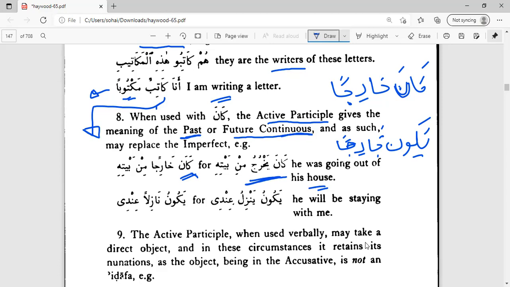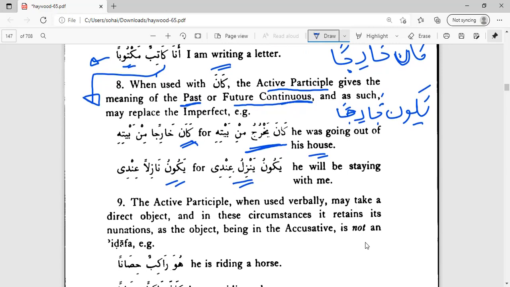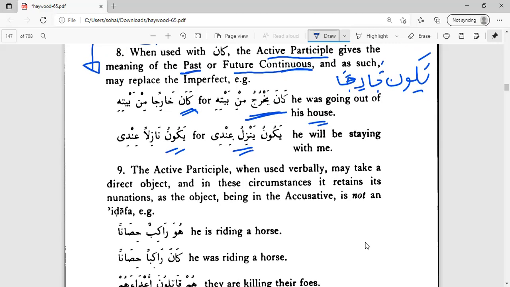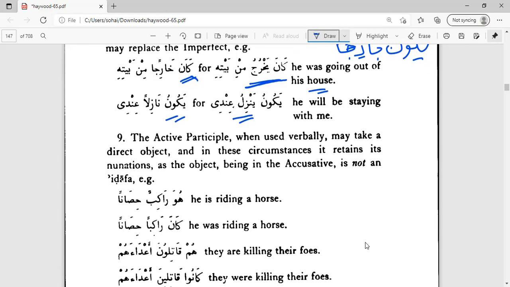Or here yakunu yanzilu indi, he will be staying. Yanzilu can mean staying. So you could say he will be staying with me. Yakunu yanzilu indi, or you could say yakunu nazilan indi. So yakunu would mean he will be, nazilan is staying, he will be staying indi with me. Does that make sense?